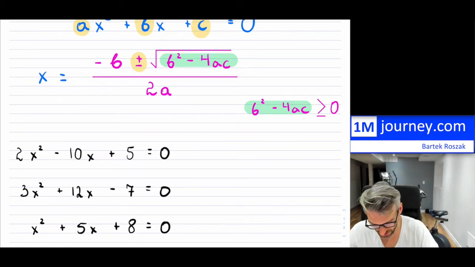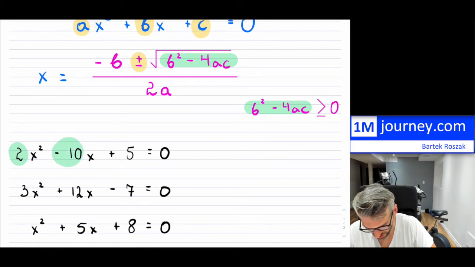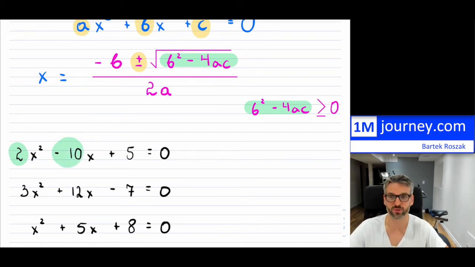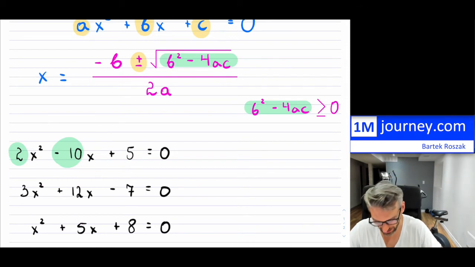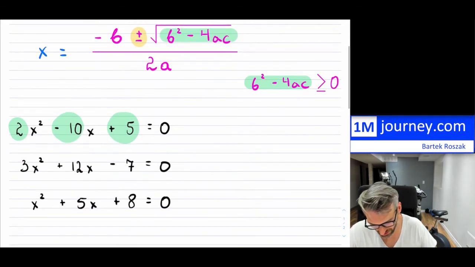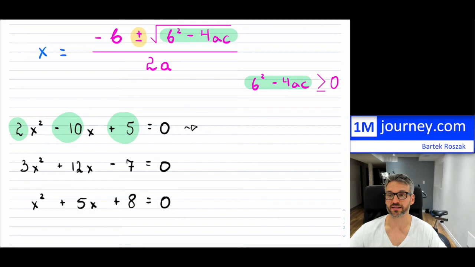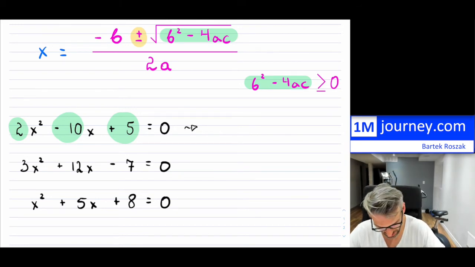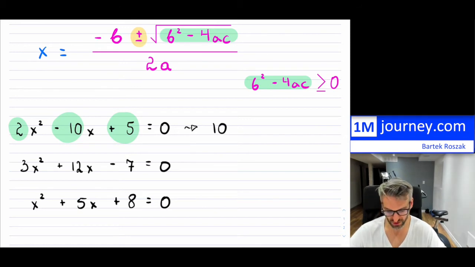So for instance, here is your a. Here's your b. Now the b always, and the a of course, and the c, they include the sign. So b here is negative 10. And then here's your c, which is positive 5. Now once you have these, you can just substitute them into the formula. So I'll keep the formula there, and I'm going to put this on the side right here. So for instance, I'm going to take the negative of b, so b is negative 10, so negative and negative, so that's going to be 10. Because I'm going to substitute this back in.